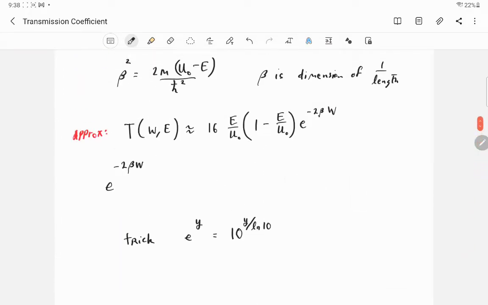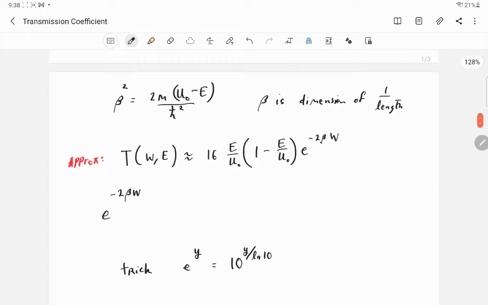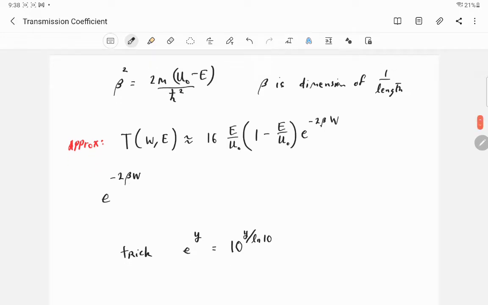Okay, so I want us to study e to the minus 2 beta w. When you put in electron volt type values here, you're going to put in a hyper tiny mass, right? If we're talking about the electron, it's 10 to the minus 30 kilograms. And if you put in h bar, which is also small, in the end, you're going to have beta being a small number, or a small inverse length. W is a small length. It's on the order of nanometers.